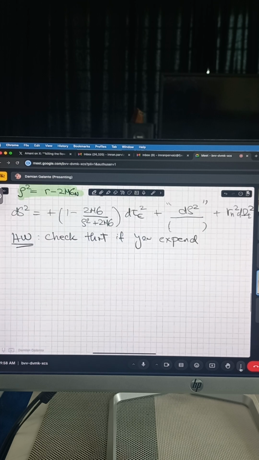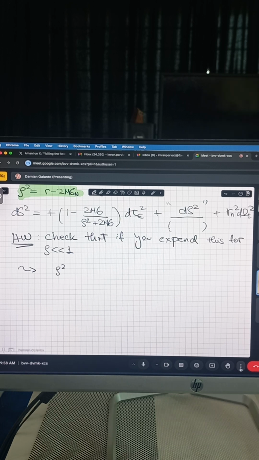Here we are. Check that if you expand this for rho much less than 1, you get something like rho squared d theta squared plus d rho squared plus rho squared d omega squared. This is approximately the leading order for rho being small.